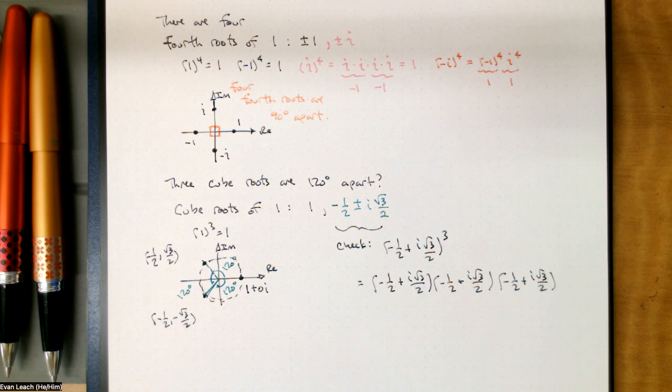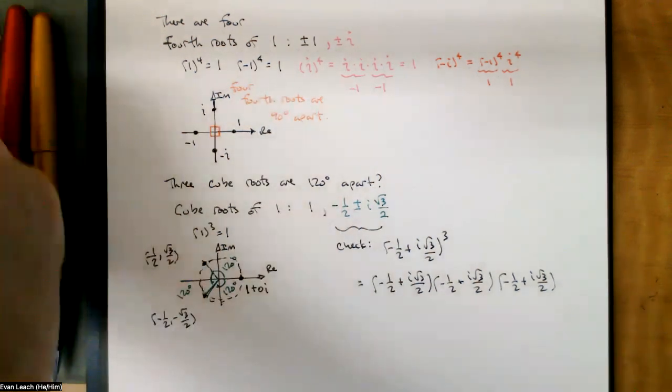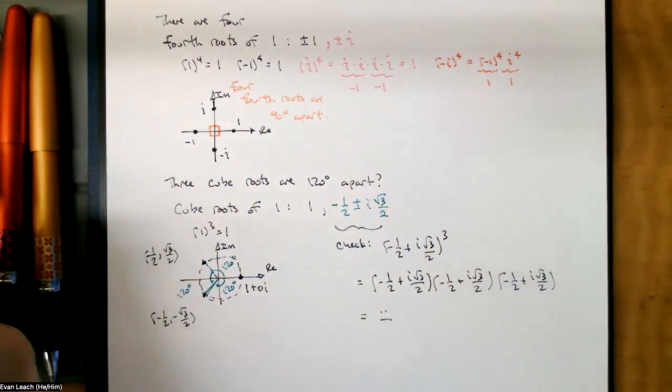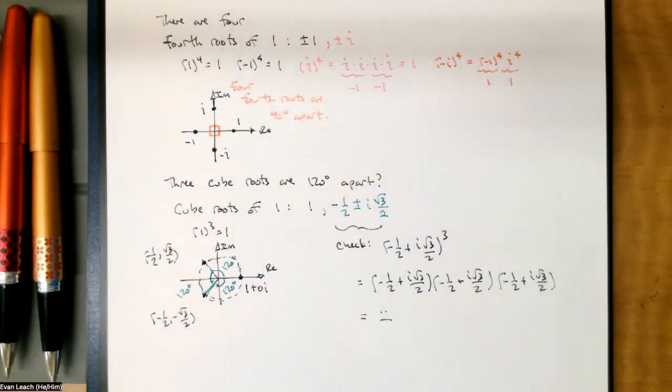Or we could check in a slightly different way. I suppose we could grab a calculator. That would be the happy way to do this. And then we'll just pretend.